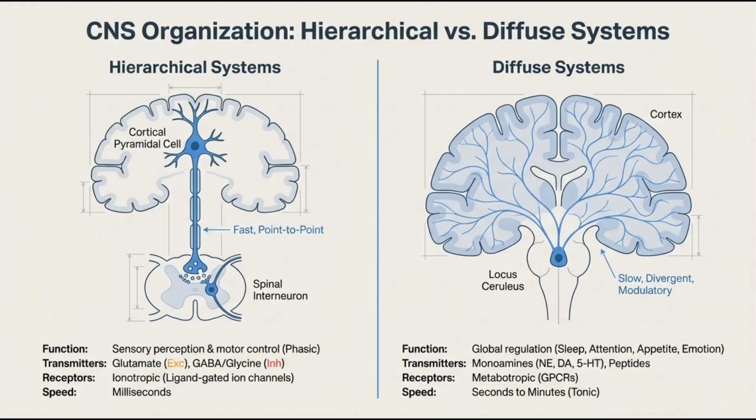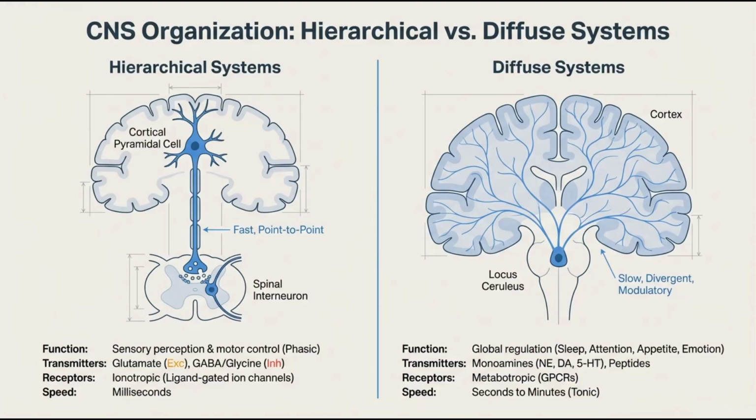Varicosities, you mean they just kind of leak it out? It's an intentional leak. Think of it like beads on a string. As the action potential travels down that axon, these varicosities just sort of spray the neurotransmitter into the extracellular space around them. There's a term for that, isn't there? There is. It's often called volume transmission.